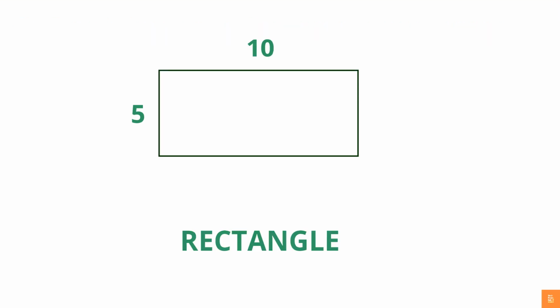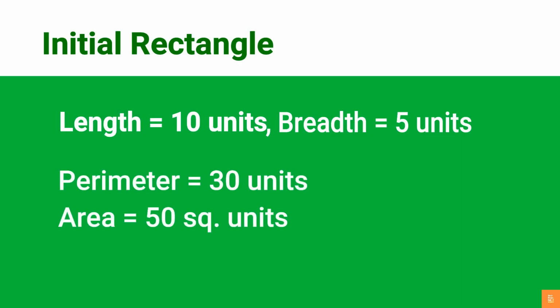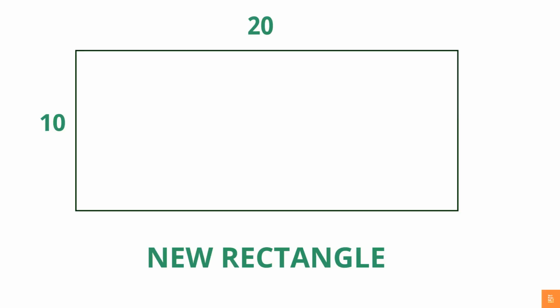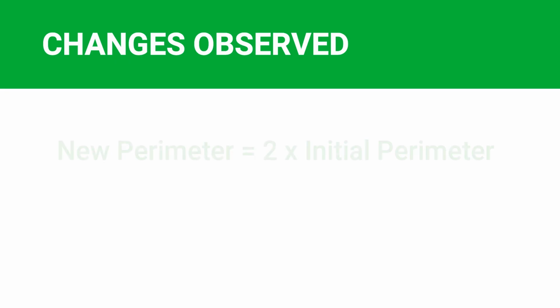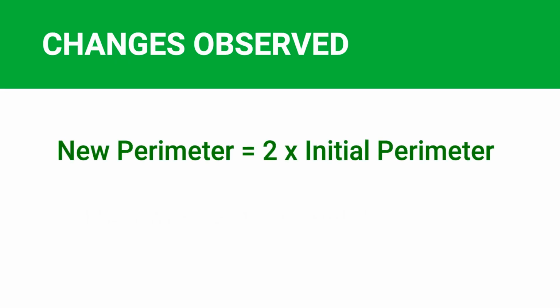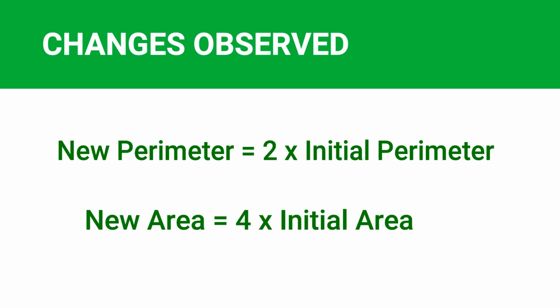Initial length is 10 units and breadth 5 units. Initial perimeter is 30 units. Initial area is 50 square units. New length equals 20 units and breadth 10 units. New perimeter is 60 units and area is 200 square units. So, perimeter doubles and new area is 4 times the area of original rectangle.